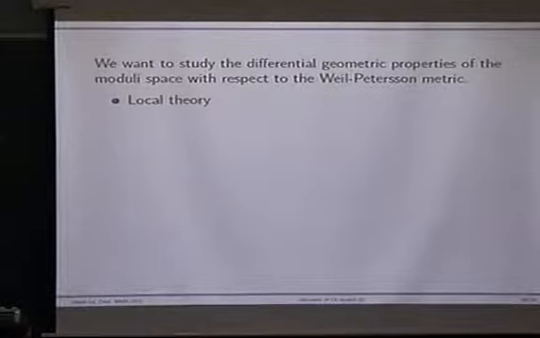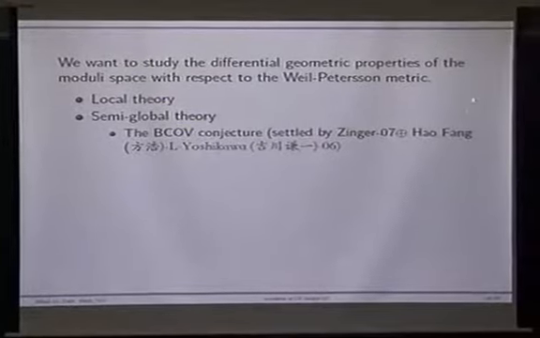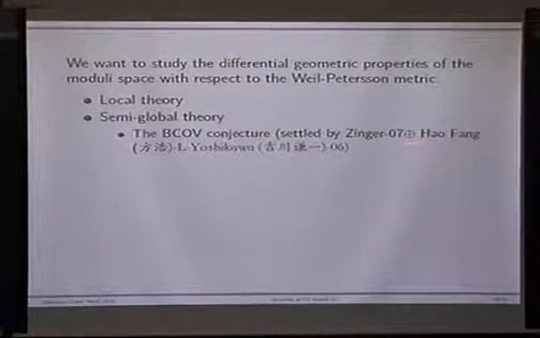Okay, so as I said, we will study local theory and the semi-local or semi-global theory, which means studying the property of the moduli space at infinity. And there's a result I'm going to explain, the BCOV conjecture, which is a mirror symmetry conjecture. On the symplectic side it was settled by Zinger, and on the complex geometry side it was settled by Qin, Hao Fang and myself. So this is semi-global theory.